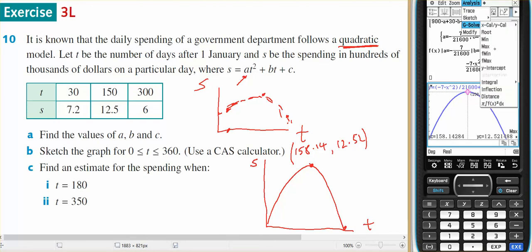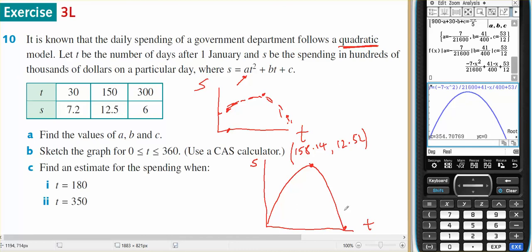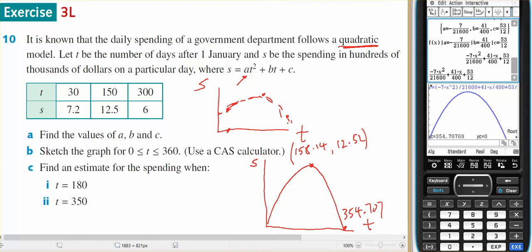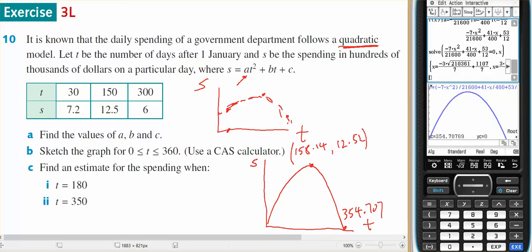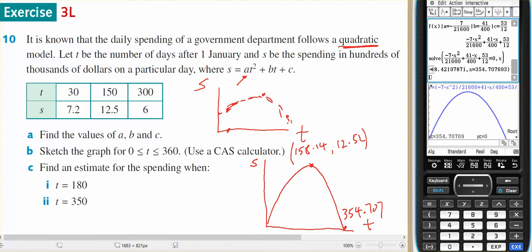So analysis, G-Solve, root, 354.707, and what's the other one? So let's find the other one, make that equal 0, solve for x, interactive, advanced, solve for x, okay, and that's negative 38, and okay, so that's fine. So that there is 53 on 12. It's the y-intercept. Okay, find an estimate for the spending when 180.